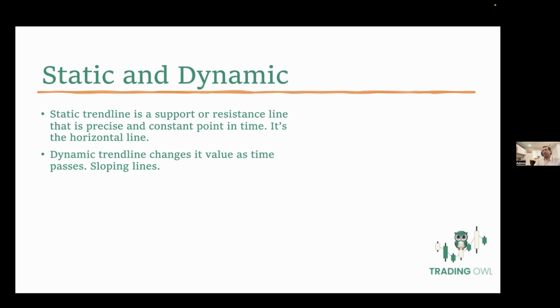Going forward, 18,887 is going to be a support line as long as the price is above it. And when the price comes below that, the same line is going to become a resistance. With the passage of time, the value of that line is not going to change. On the other hand, you have a dynamic trend line, which is a sloping line. The value of that trend line will change with the passage of time as the price moves. We'll see that also.